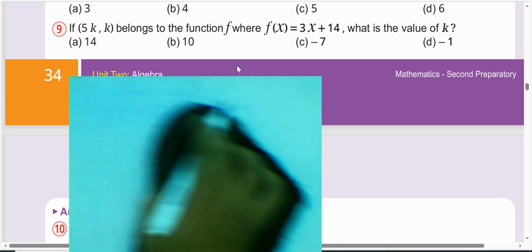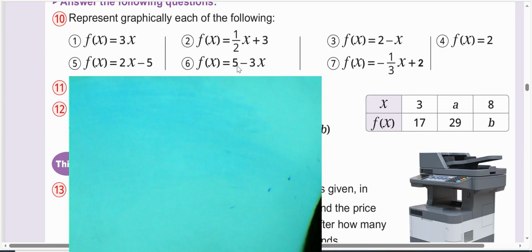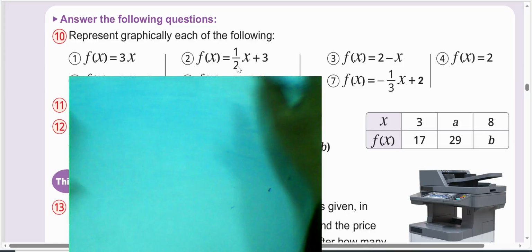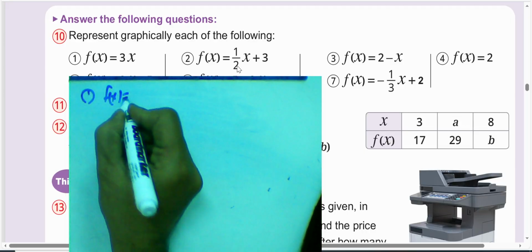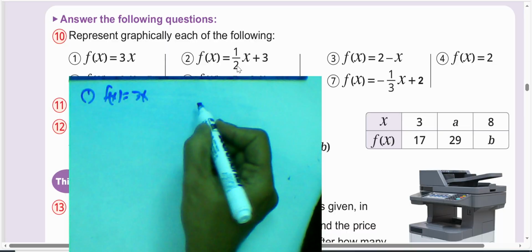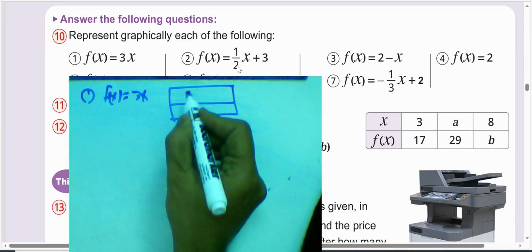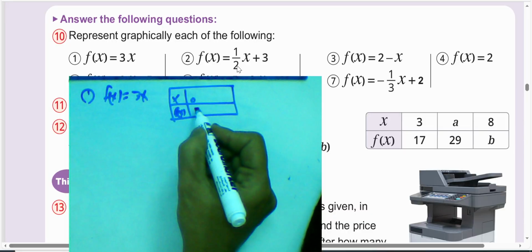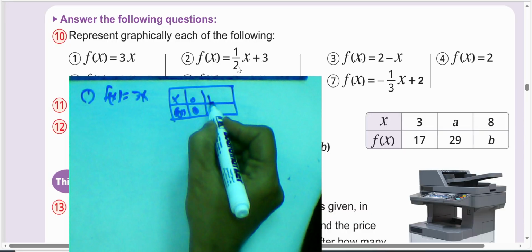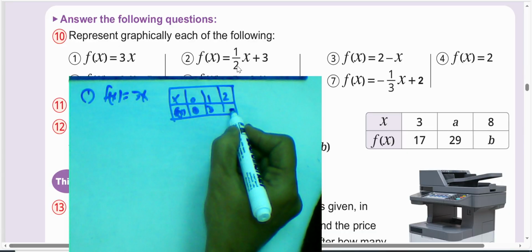Okay. Next question. Representing graphically the function number 1, f of x equals 3x. This straight line passes through the point 0 and 0. You can write here x and f of x. With 0, f of 0 will be 0. Put 1, 3 times 1 equals 3. Put 2, 2 times 3 equals 6.